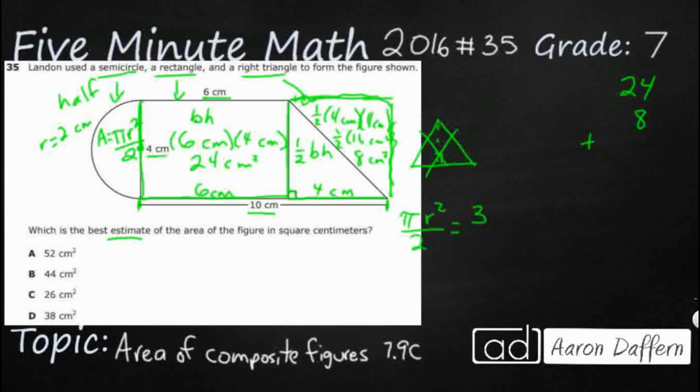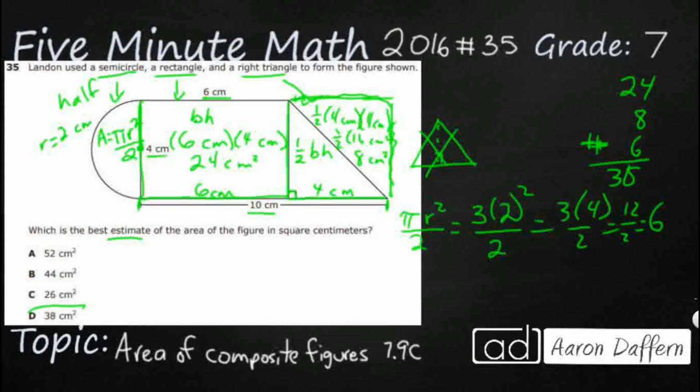So since we're estimating, and I don't see any decimals in my answers, let's just call pi 3. And we're going to do r squared. That's going to be 2 squared. So that's going to be 3 times 4 over 2. That's 12 over 2. And that equals 6. So let's add that up. And oops, we already got a plus. And guess what we have? 38. Our answer is D.